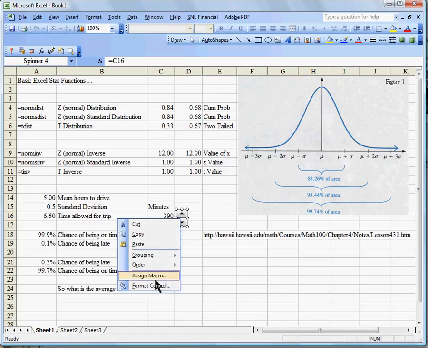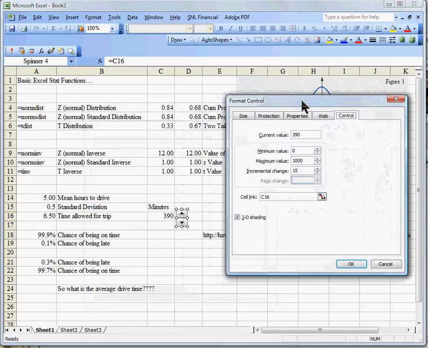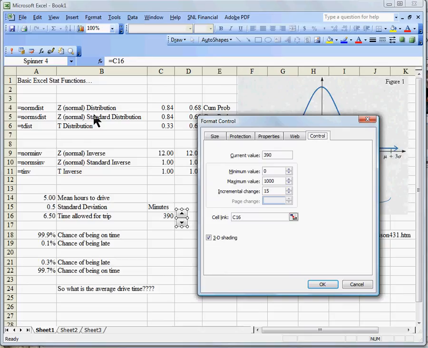Now if I right click on that, I have format control. When I format control, I can tell this button to change a number anywhere on my spreadsheet when I click up or down. It's going to set a minimum value of 0, maximum value of 1,000, and incremental changes of 15. These can only be whole numbers. So that's why I couldn't put hours in here and have it go up by 0.5 hours or 0.25 hours. So I just put minutes here so I can change the minutes up and down in increments of 15 minutes. Each time I click this up or down, it's going to add 15 minutes, and over here, since I divided this number by 60, it's going to go from 6.5 to 6.25 and so forth.